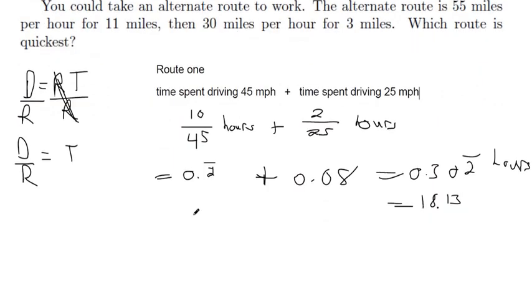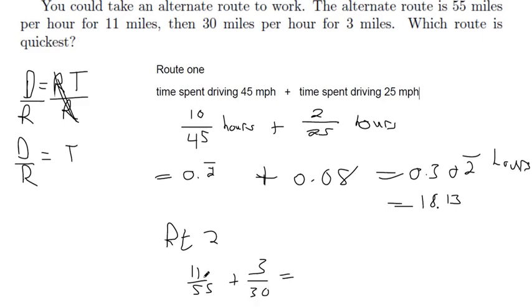So we want to compare that to Route 2. And same type of thing, except we're doing 55 miles per hour for 11 miles. So the distance is 11 and the rate is 55. And we want to add that. This calculates how much time we spent doing that part of the journey. And then we've got 30 miles per hour for 3 miles. So distance divided by the rate.